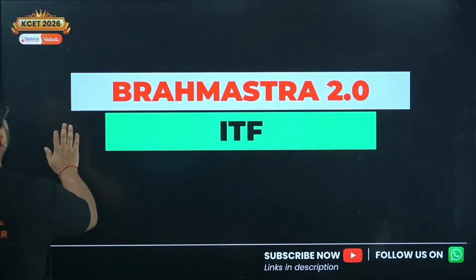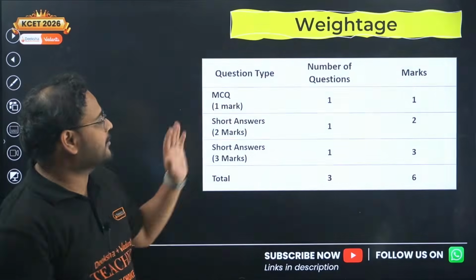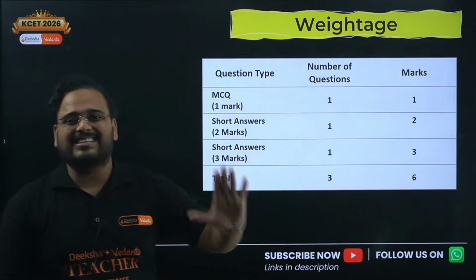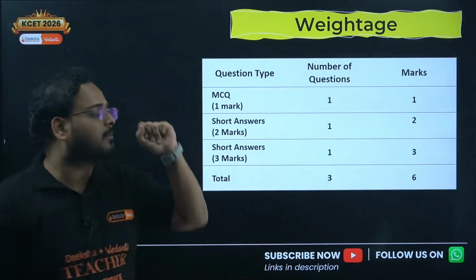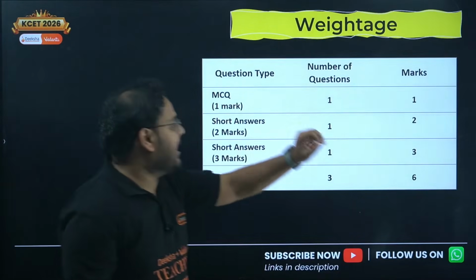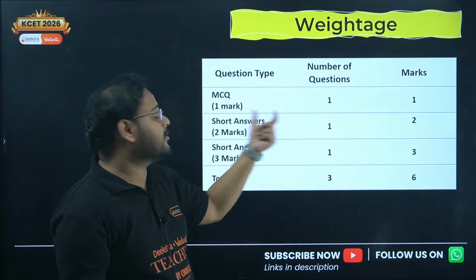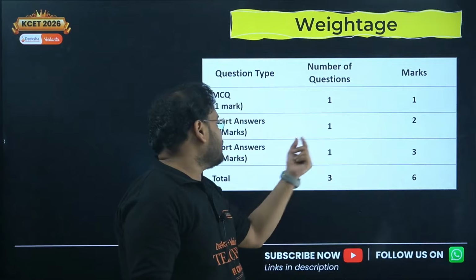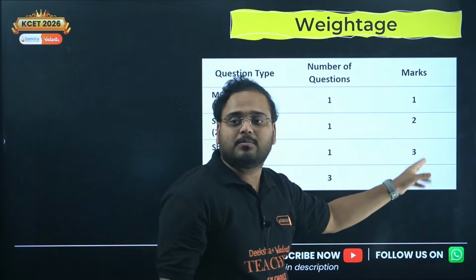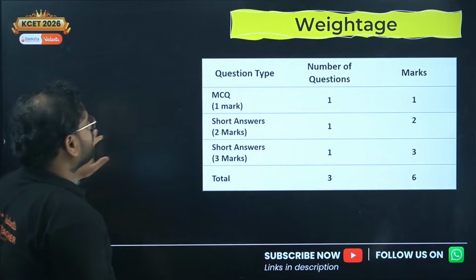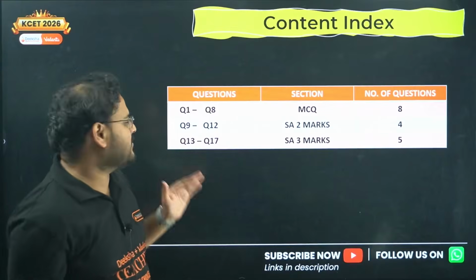First thing first, in the Brahmastra 2.0, the chapter is inverse trigonometric function, and we have here the latest weightage from the blueprint. We have three categories of questions coming from this particular chapter, which makes a total of 3 questions and total marks of 6. 1 question from the single 1 marker, 1 question from the short answer 2 marker, and 1 question from the short answer 3 marker. Total 3 questions, and the total marks become 6. That's your weightage.